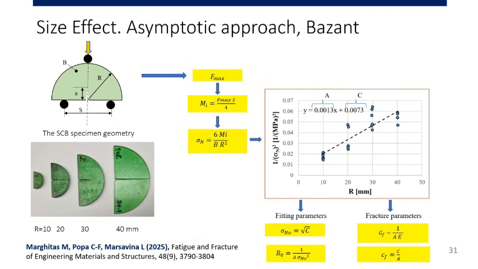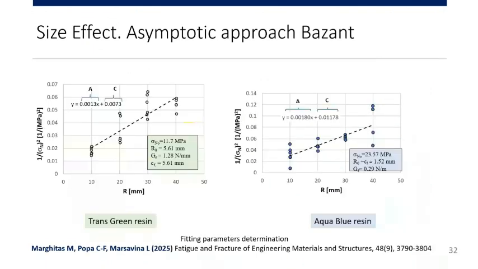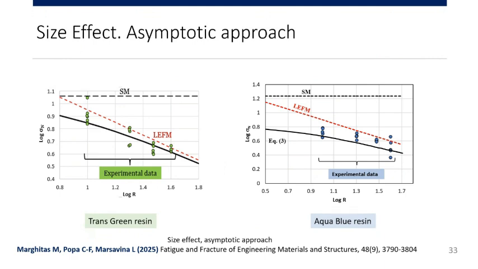We calculate the maximum load, the bending moment, and the nominal stress given by the bending. To obtain these fitting parameters, we plot 1 over the nominal stress to the power 2 as a function of the dimension of the specimen, the radius of the specimen. We apply a linear regression here to obtain these parameters. So these are the experimental results and the asymptotic approach in this slide.